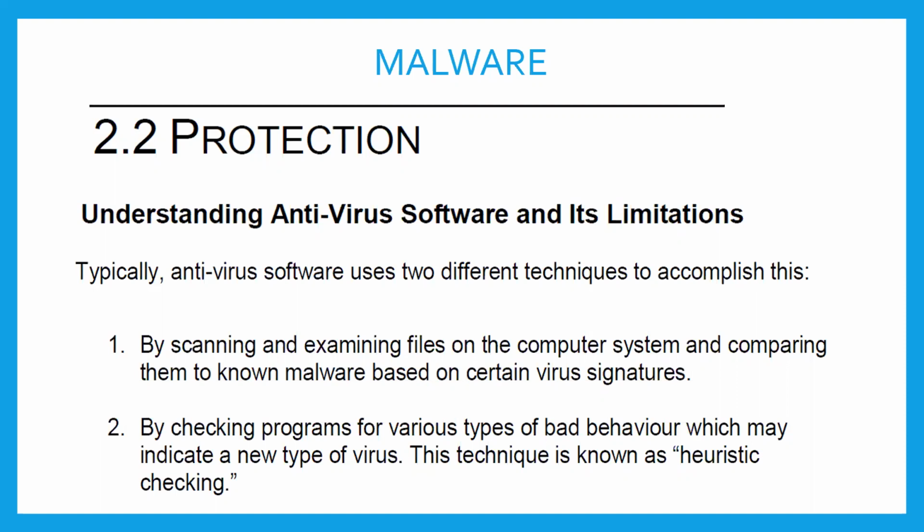Of course, antivirus software uses two different techniques to accomplish this. One is scanning and examining files on the computer system and comparing them to known malware based on certain virus signatures. The other is checking programs for various types of bad behavior which may indicate a new type of virus, and this technique is known as heuristic checking. Most well-known antivirus software in the market use both techniques when performing a scan.